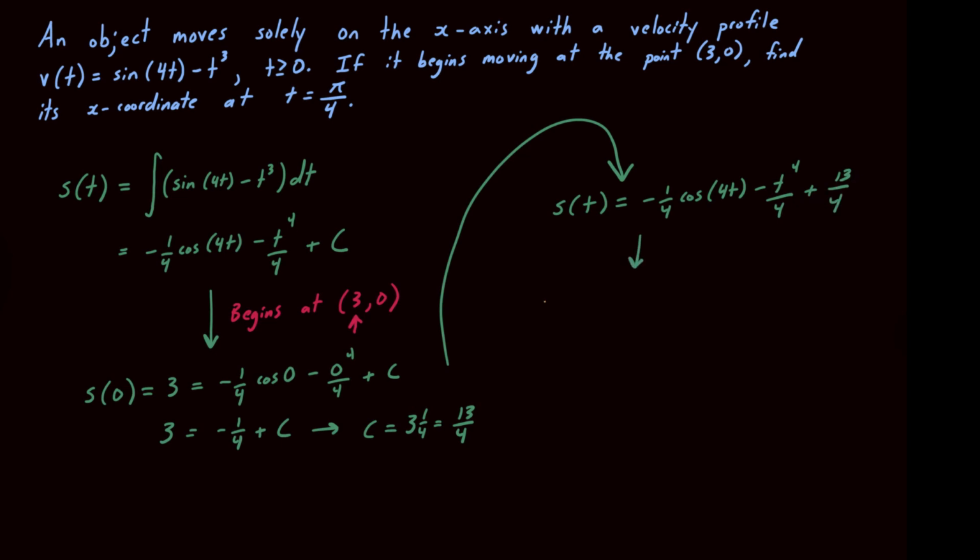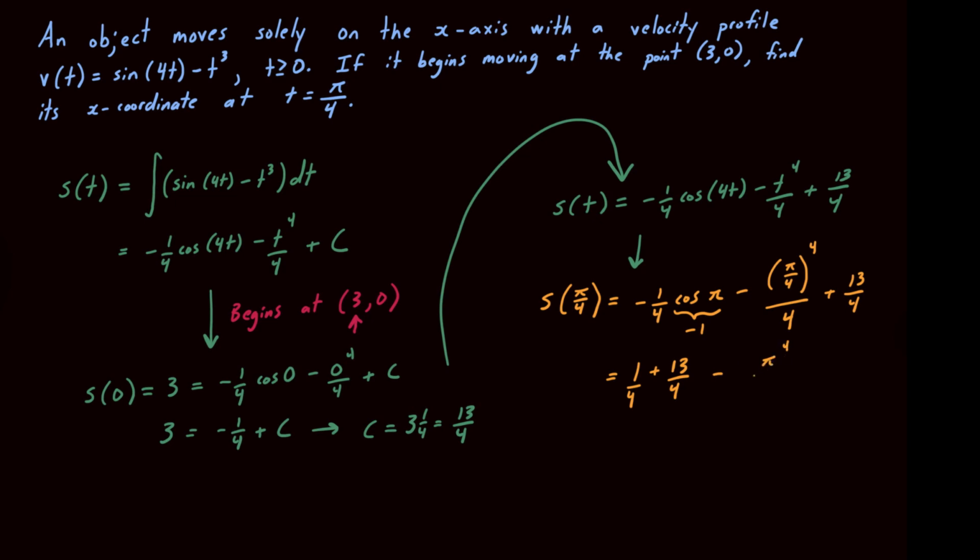Now, for most problems, you'd be done, but this problem wants us to go one step further. I want to find s of pi over 4. I want to find that x-coordinate. What do? I throw in pi over 4. That comes out to be this stuff here. Cosine of pi is a -1, of course. And first term, positive 1/4. I'm going to put that 13/4 right next to the 1/4 and leave the oddball term out to the right, pi to the 4th over 4 to the 5th.